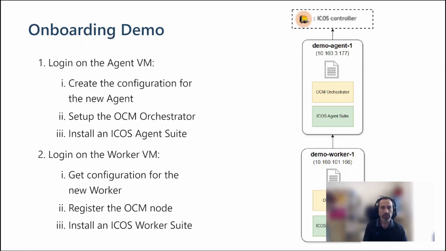Now, this concludes the first part of the demo, and we saw how it's possible to onboard an agent and a worker in an existing continuum. In the next step, we will deploy an application and showcase some of the ICOS functionality.